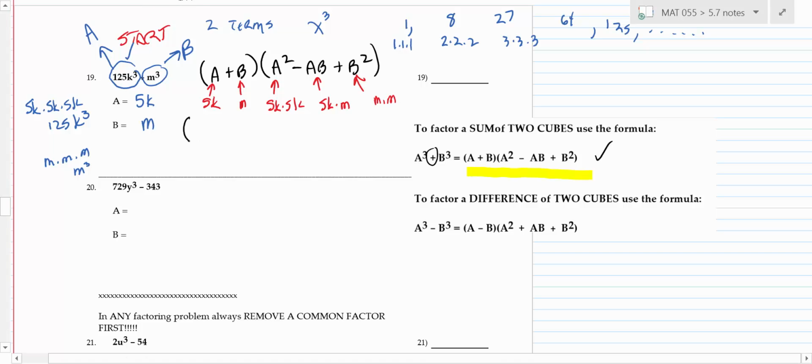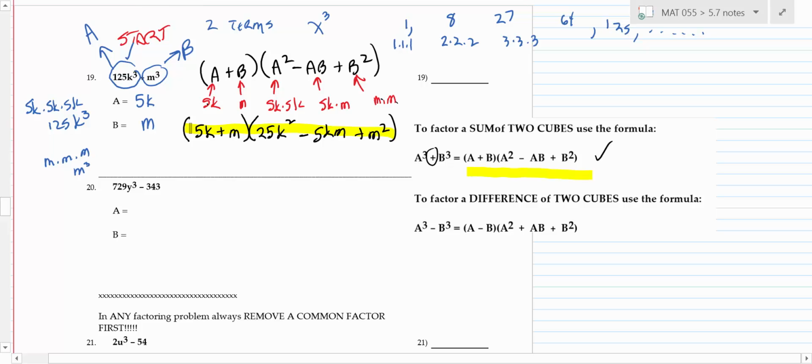So let's write the answer then. What's going to go first is you have 5k plus m, like that. A plus B. Now, what is A squared? What's 5k times 5k? 25k to the second. So be sure when you see that A squared that you multiply the A by itself. What's 5k times m? Well, 5km. It doesn't matter what order you put the letters in. You can do mk also. And then B squared, B is m, so m times m is what? m squared. So that right there is your answer to your problem.